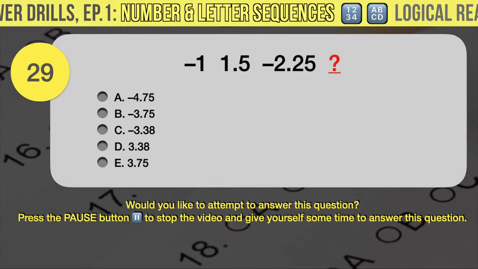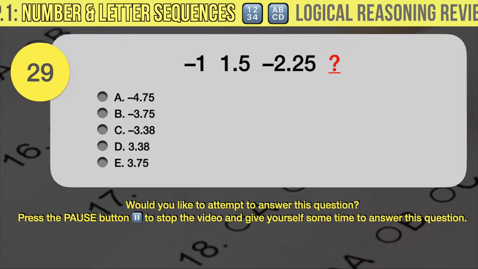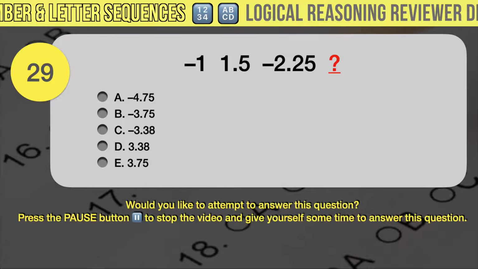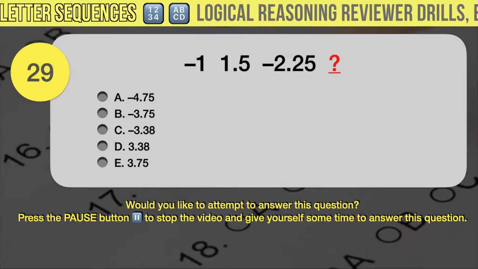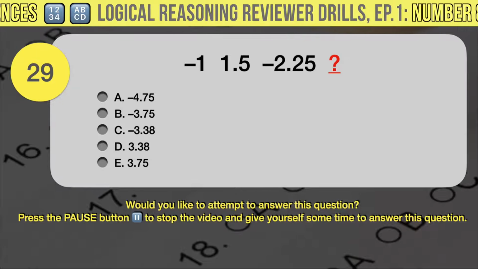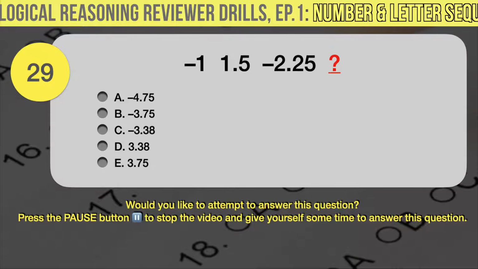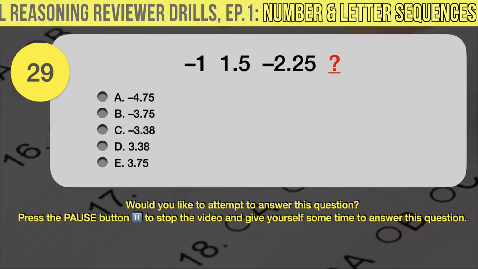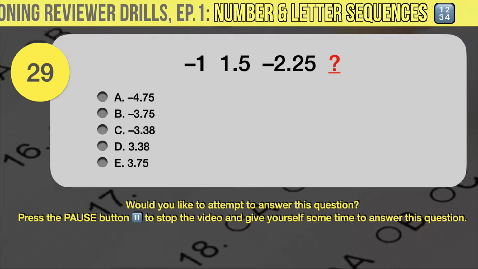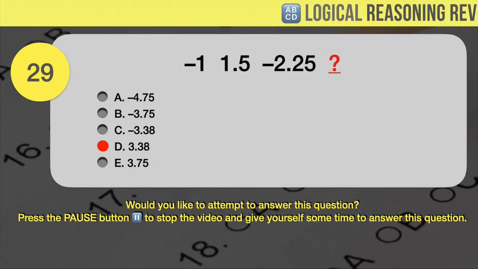Drill question number 29. Which number comes next in the following sequence? -1, 1.5, -2.25. Your answer choices are A. -4.75, B. -3.75, C. -3.38, D. 3.38, E. 3.75. The correct answer is D, 3.38.